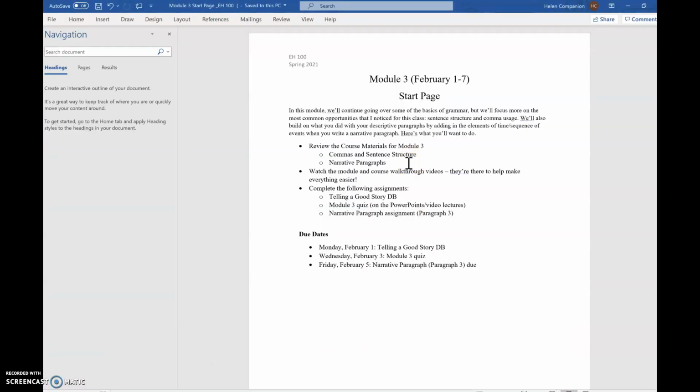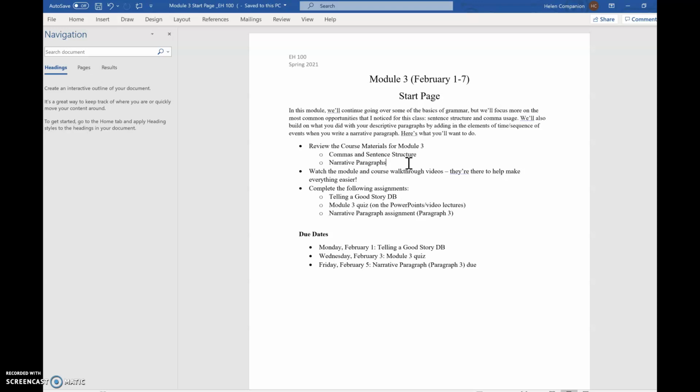So we're going to be, again, going more over grammar, but we're focusing on one of the most common opportunities that I've noticed for this class and in many classes, which has to do with sentence structure and comma usage, in particular when to place commas and when to place periods. So we're going to talk more about clauses, independent and dependent clauses, some of the rules for comma usage, and things like that.